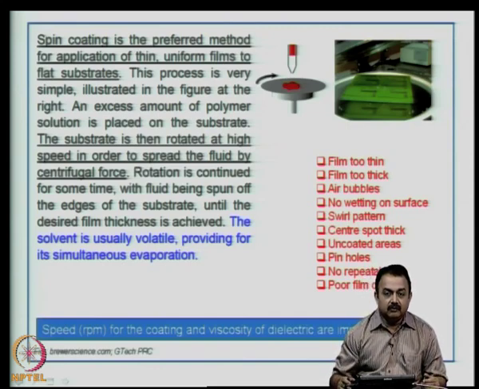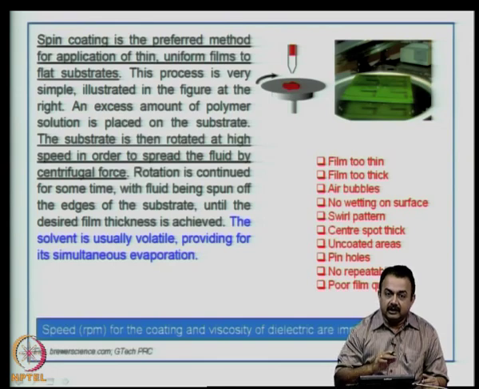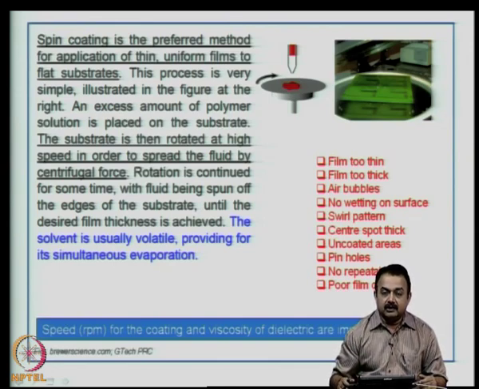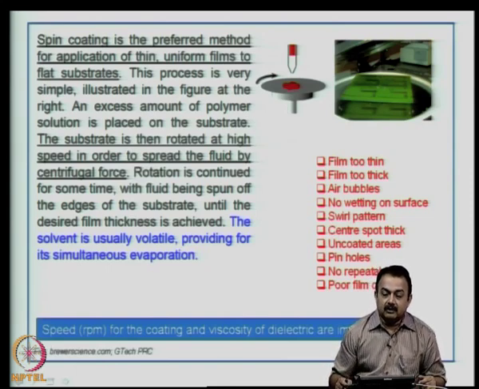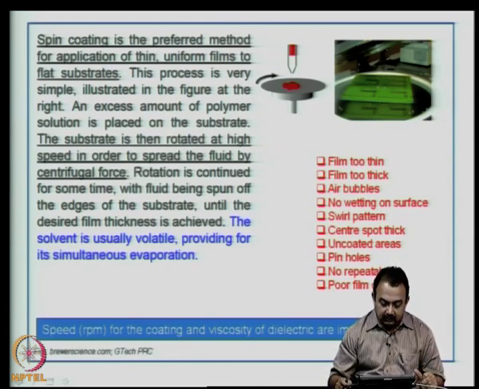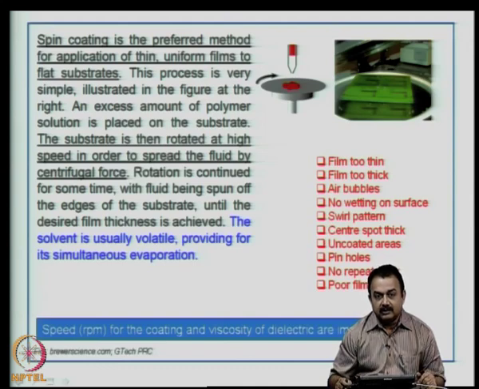Ultimately, you want uniform thickness in the entire substrate area, which is a very difficult thing unless you are very experienced, unless you know the dielectric material very thoroughly about its properties, and obviously you can do this for small area substrates. Typically 10 inches by 10 inches maximum is what you can use with spin coating. Larger areas pose problems. Now, the solvent is usually volatile, providing for simultaneous evaporation.